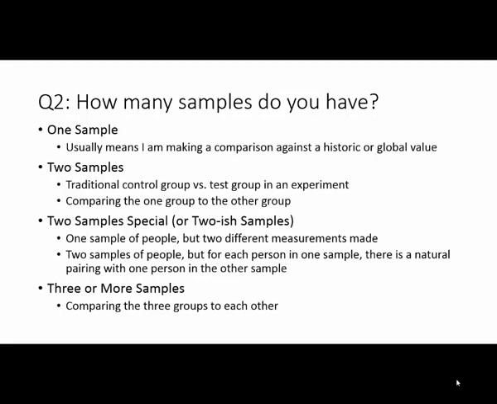The test group gets a certain treatment that the control group does not. This is 2 different groups, 2 separate samples. In this case, you're most likely comparing the results of one group to the results of the other. But maybe you only have one group. If that's the case, you're most likely comparing the results from that group to some historical number or global value provided by an outside source.